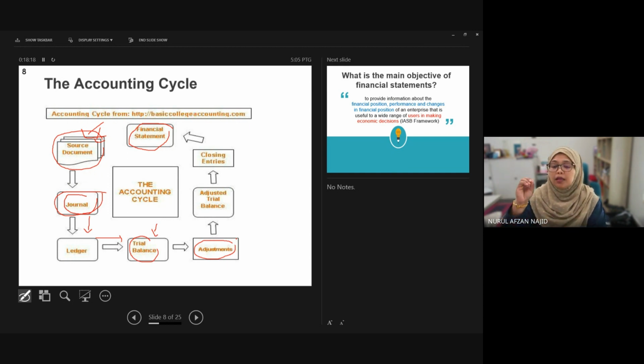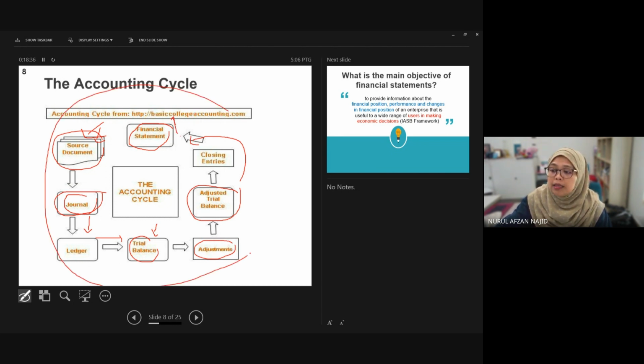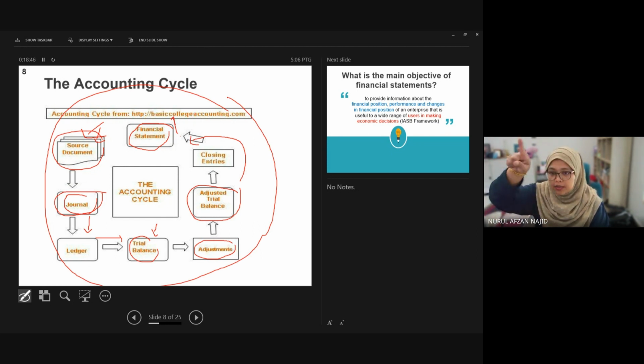So semua benda ni kita akan go through one by one. Okay, so at the end of the day kita akan dapat adjusted trial balance, then baru kita close all the entries yang kita dah record. At the end of the day barulah kita sampai kepada preparation of financial statement. So semua benda ni adalah dipanggil sebagai accounting cycle. Proses dia mesti kena melalui satu proses cycle tersebut untuk memastikan you akan come out with the financial statement.